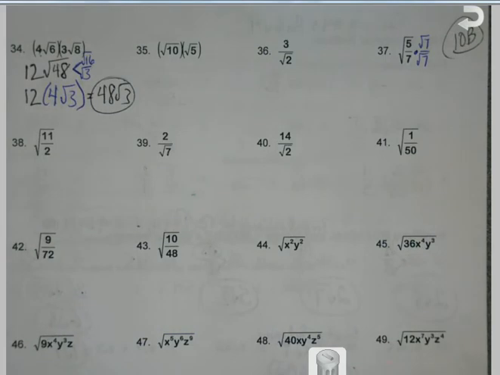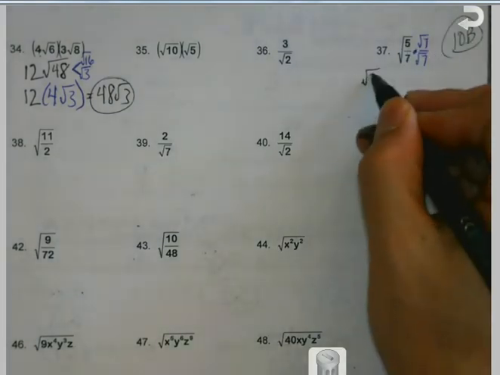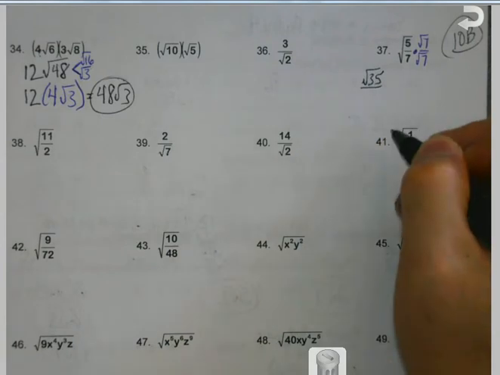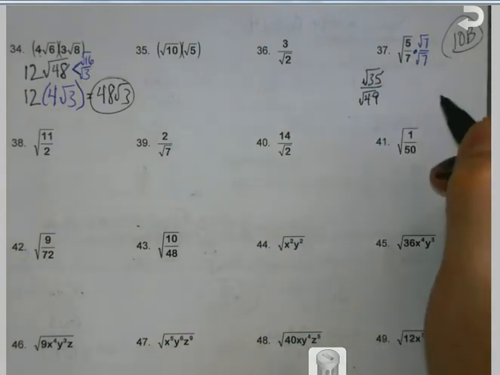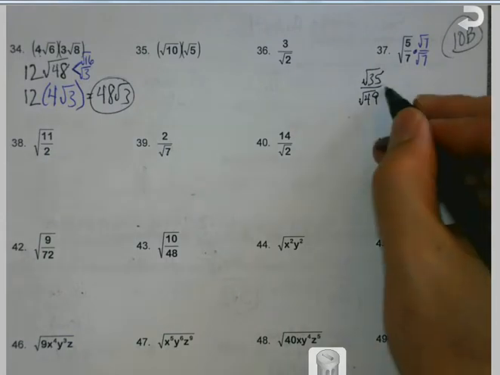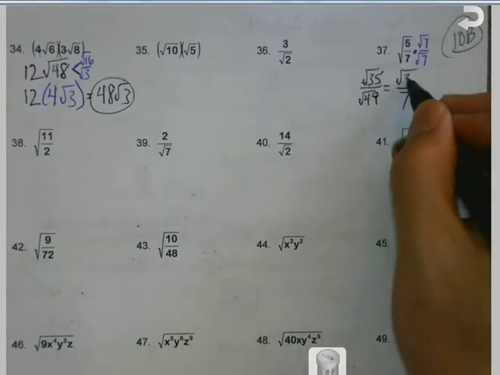Like, now why would you do that? Well, let's see. 5 times 7 would be the square root of 35. 7 times 7 is the square root of 49. Oh, but wait a minute. Square root of 49, that's a perfect square. It's 7. I don't have a radical there anymore.